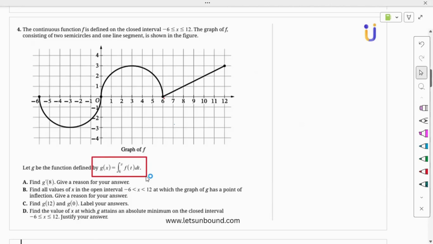Find g prime of 8. Give reason for your answer. Find all values of x in the open interval at which the graph of g has a point of inflection. Find g of 12 and g of 0. Label your answers. Find the value of x at which g attains an absolute minimum on the closed interval. Justify your answer. Okay. So let me break it down for you.